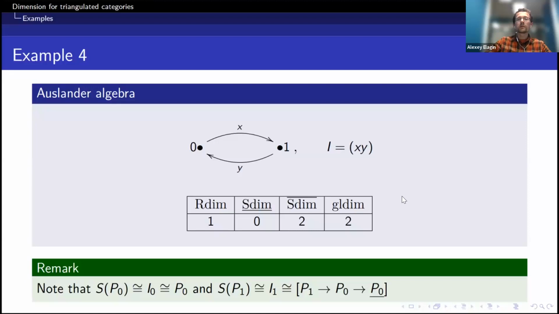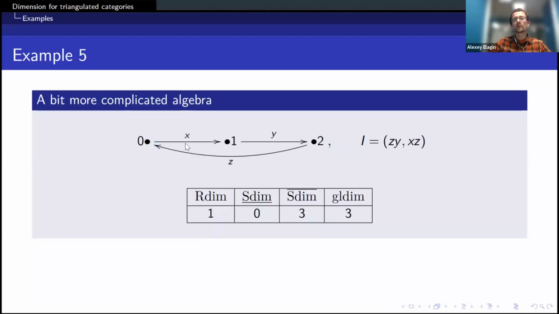That's a modification of the previous example. One more cyclic quiver with some relations. So y times z and z times x are 0, while x times y is not 0. This algebra still has finite global dimension equal to 3. And the same happens for Serre dimension. Lower Serre dimension is 0, while upper Serre dimension is the maximal possible, it is 3.